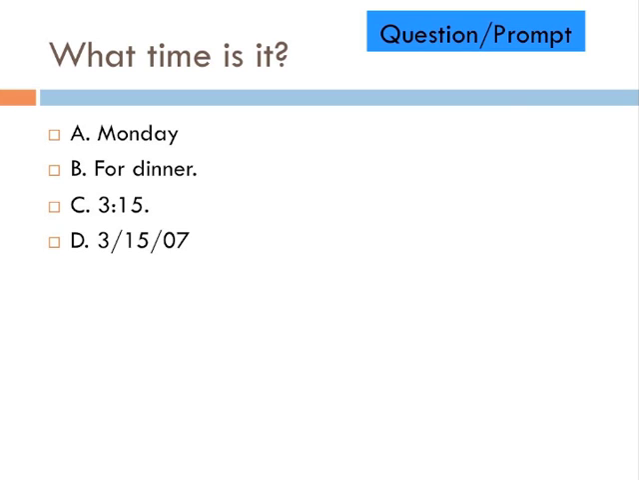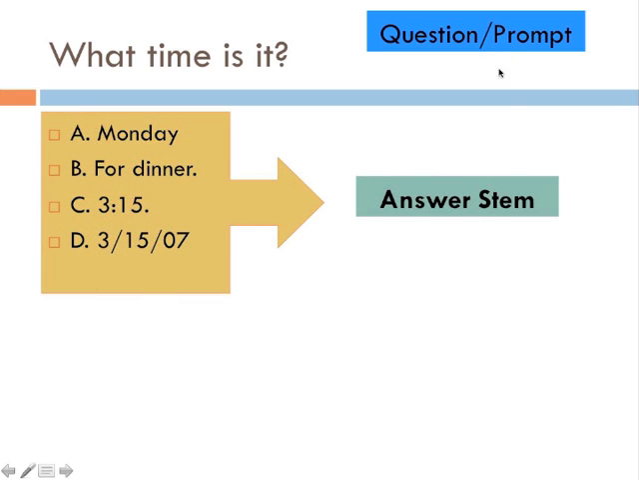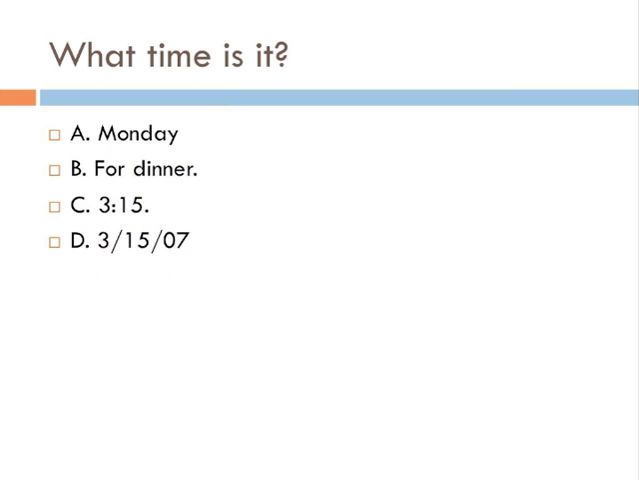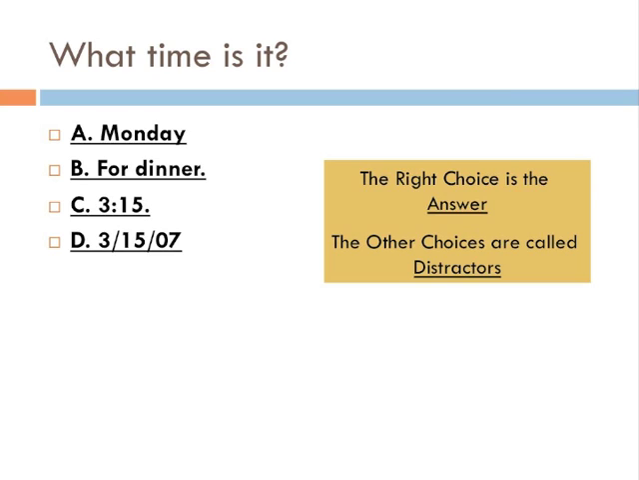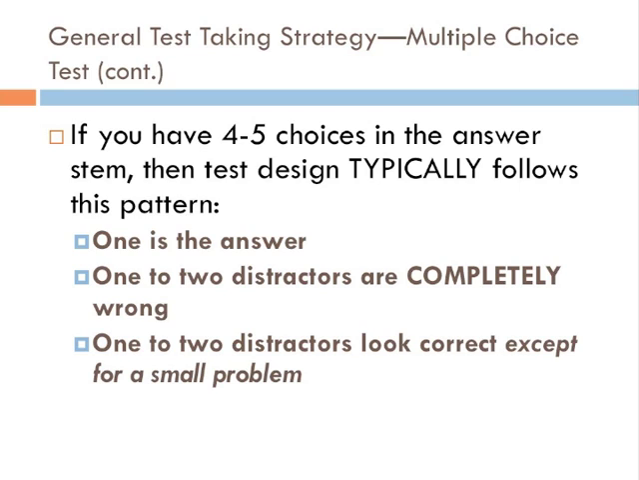First off, the top part here, the question, oftentimes is also referred to as the prompt. The choices that you're given, collectively, are referred to as the answer stem. The right choice, of course, is called the answer. But the other choices are called distractors, and there's a reason for that. It's usually because if you have 4 to 5 choices, the test is trying to actually follow a particular pattern in order to distract you from the actual answer.